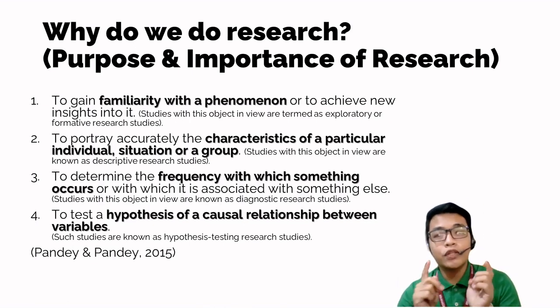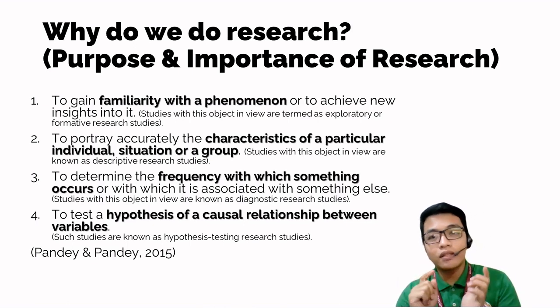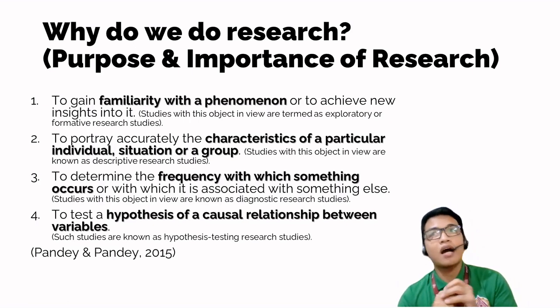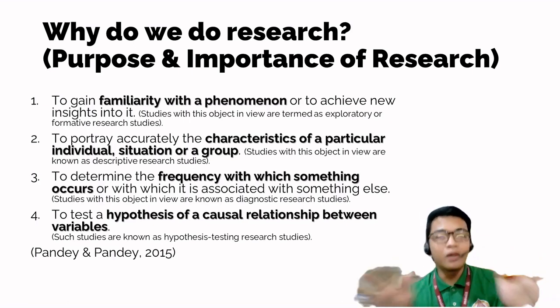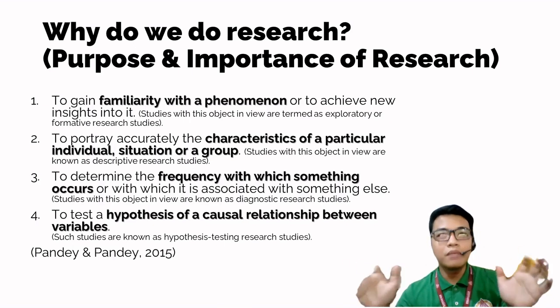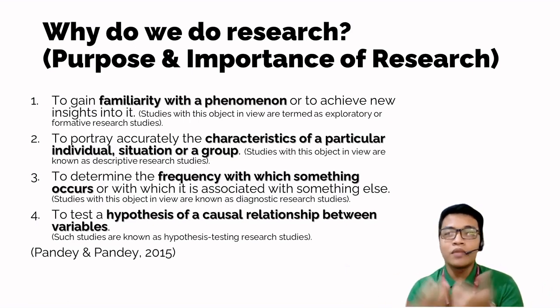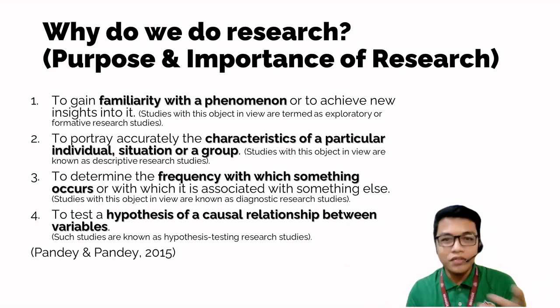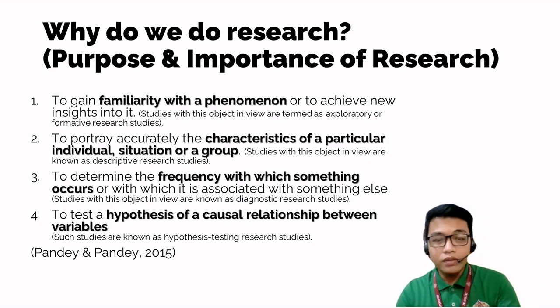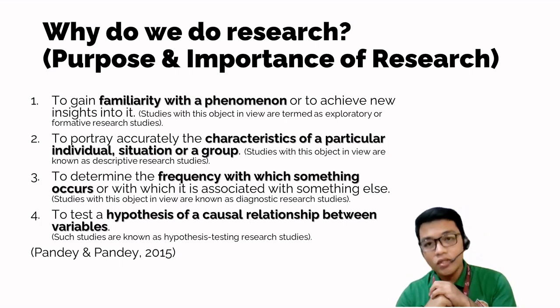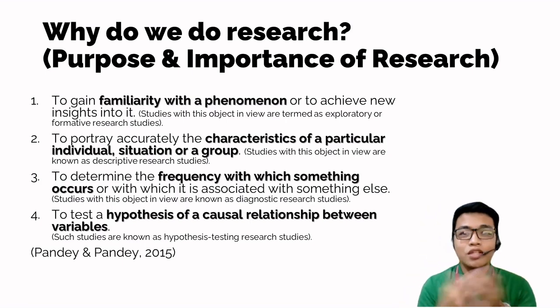Second is to portray accurately the characteristics of a particular individual, situation, or a group. So it's kind of like, yeah, we already know what's happening, but we want to describe how the people are doing in that phenomenon. So you kind of like list down their characteristics, demographics, distribution of the gender, or say preferences, and so on and so forth. That kind of research is what we call descriptive research studies. We simply want to describe.